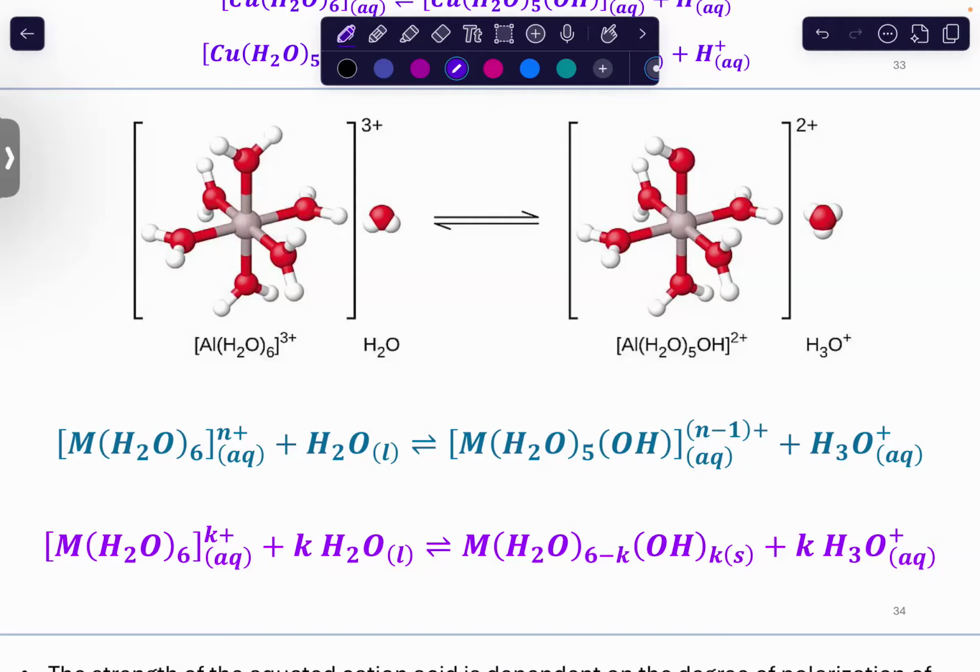So your water starts out in that octahedral environment. I will gain K hydroxides, and then I'll end up with K hydroniums. So that's going to be the end of the overall process.